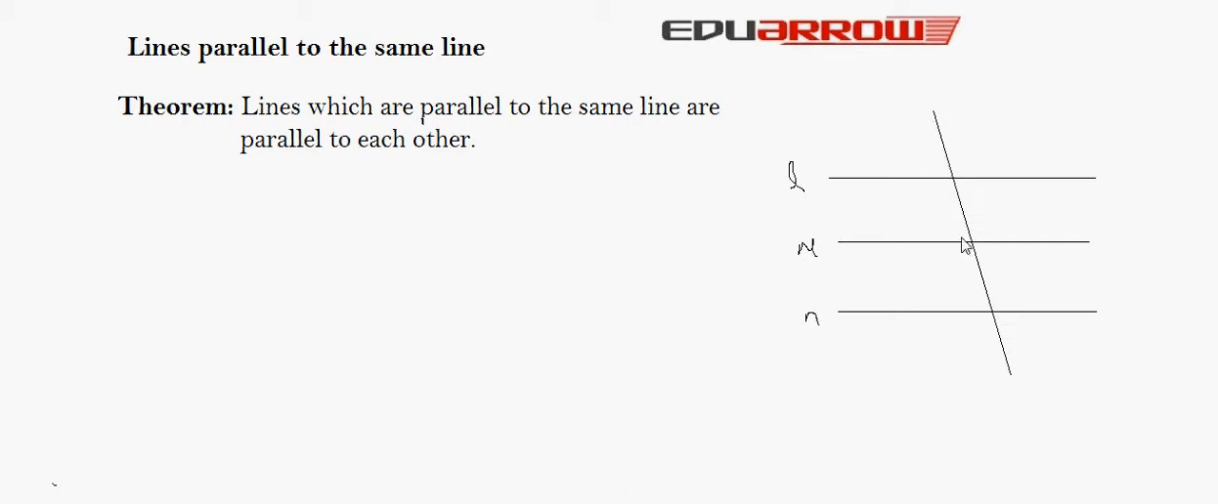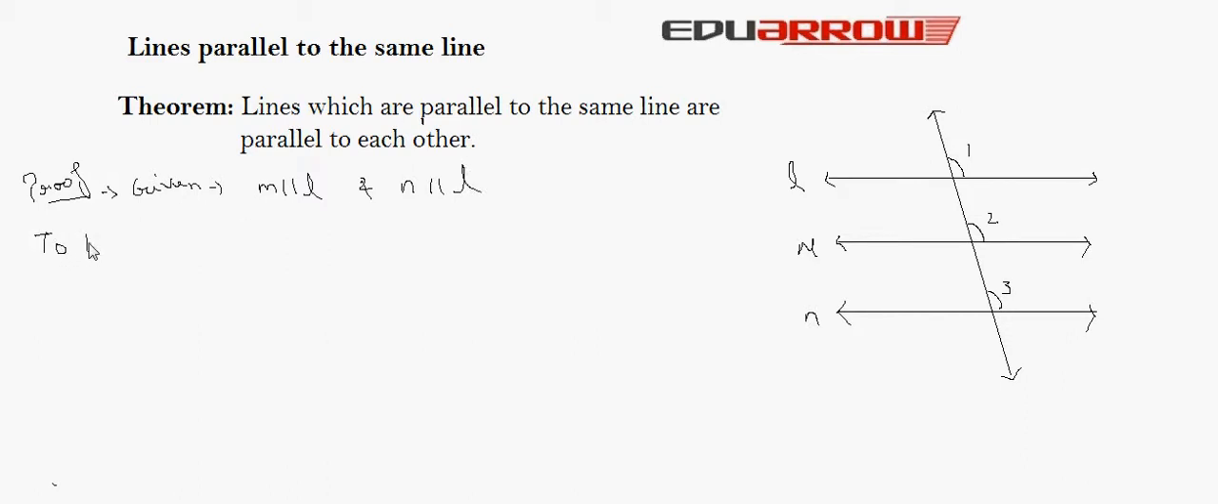Here, the transversal is cutting the three parallel lines, forming the corresponding angles here: 1, 2, 3. So, therefore, it is given that line M is parallel to line L and line N is parallel to line L.